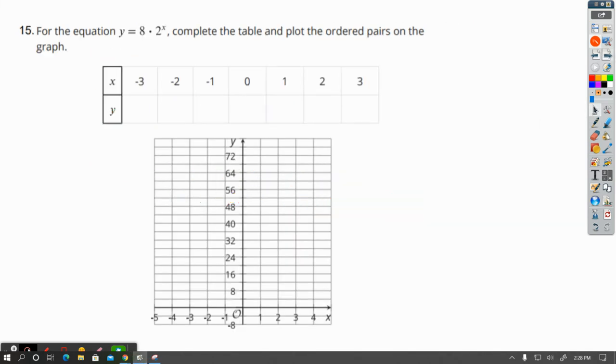All right, number 15 is just showing that you can evaluate an expression and put it in a graph and a table. So all of these values, we have the equation y equals 8 times 2 to the power of x. It gives you the x values, so you just plug them into the equation and solve for y. So 8 times 2 to the negative third, 8 times 2 to the negative second, 8 times 2 to the negative first. All the way down.